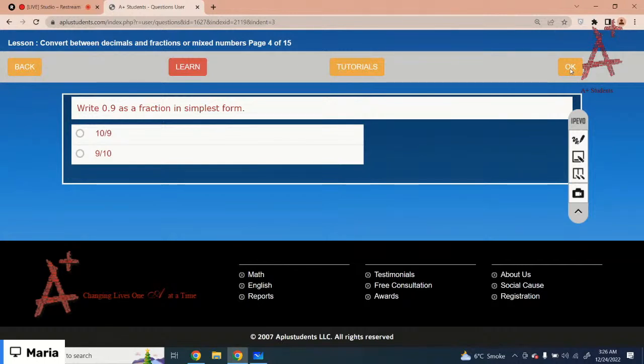It would be 9 over 10. Got it? You have to add 1 for the decimal point and you have to add a 0 for the digits right after the decimal. So it would be 9 over 10. Got it? So just select the correct option and click on the OK button.